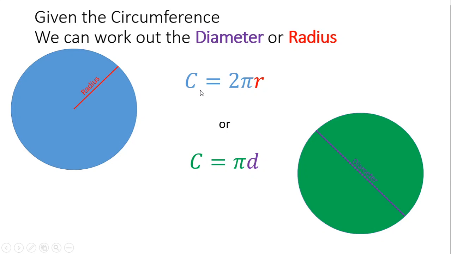Now in these formulas, we've got some variables, some values that change depending on the measurements that we're given. For example, in this circle here, the value of the radius might change from one question to another. And if the radius is a different size, then so is the circumference.